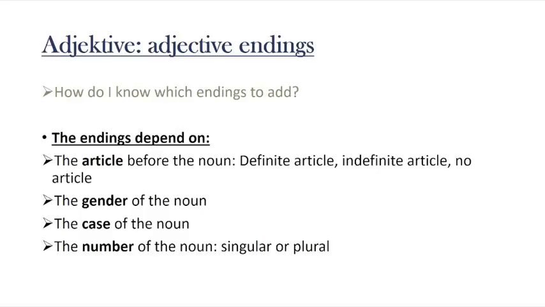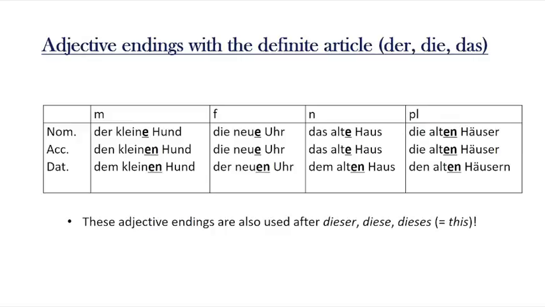Once we've worked out which table we're going to look it up on, then we need to know the gender of the noun, the case that the noun is in, and the number of the noun, singular or plural. So let's get straight in and have a look at one of these tables. This one's for the definite article, so if we're having der, die, or das, or any of the words which are associated with that. And you can see, and we will read these out so you can hear them, because they're not always entirely intuitive the way it sounds. And you can see that the endings here are either e or en in different places on this table.